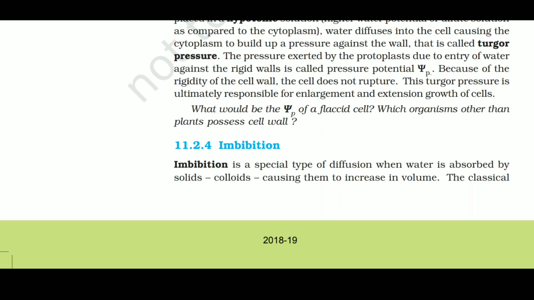So what would be the psi p of a flaccid cell? Which organisms other than plants possess a cell wall? Okay, let's see the answers to these questions in the next video.